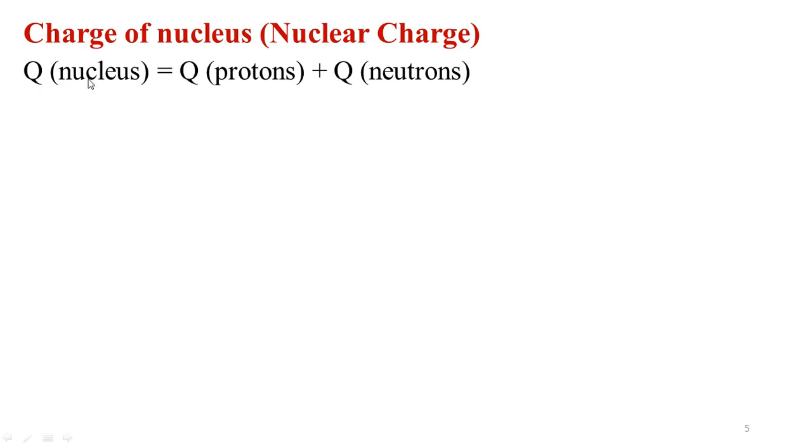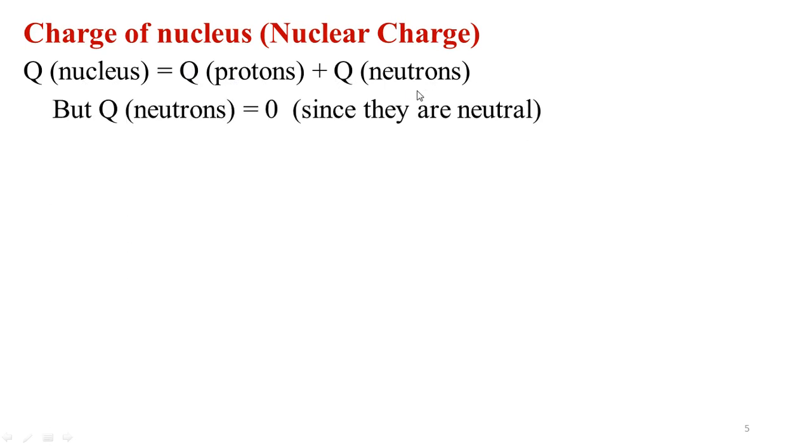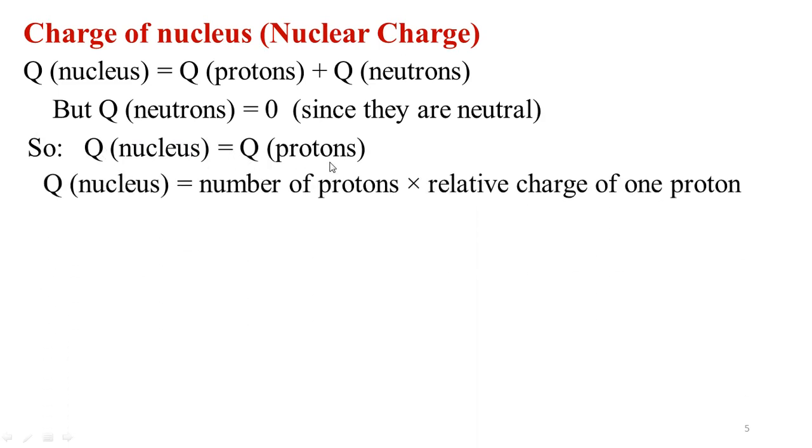Now how to calculate the charge of the nucleus, or what do we call the nuclear charge? The total charge of the nucleus is equal to the total charge of the protons plus the total charge of the neutrons. But the total charge of neutrons is equal to 0 since they are neutral, they are not charged. So we can say that the total charge of a nucleus is equal only to the total charge of the protons. So in return, it is equal to the number of protons found inside the nucleus times the relative charge of one proton.